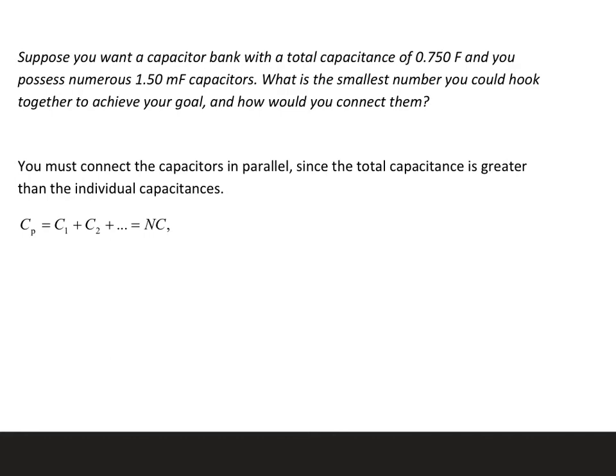The number 9. Suppose you want a capacitor bank with a total capacitance of 0.75 and you possess numerous 1.5 microfarad capacitors. What is the smallest number you could hook together to achieve your goal? So we need to figure out what that number would be. What this is saying is that N times C will equal CP, which means that N is going to be this parallel capacitance over the total that I want.